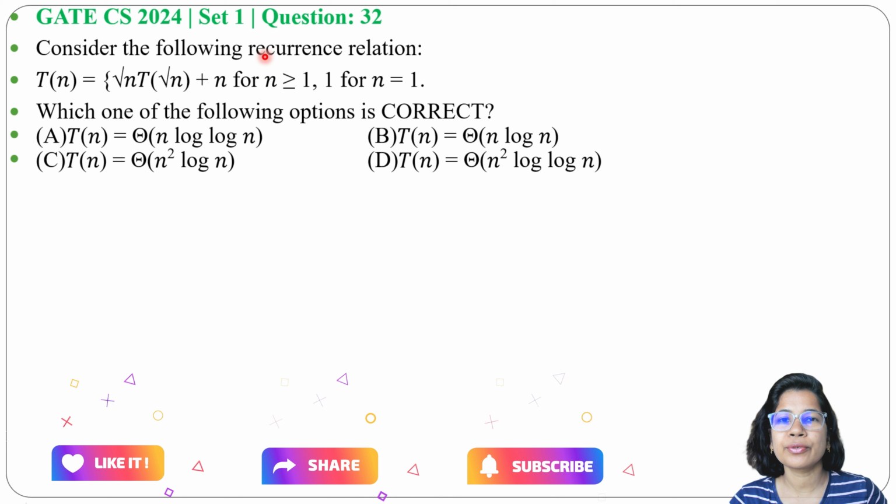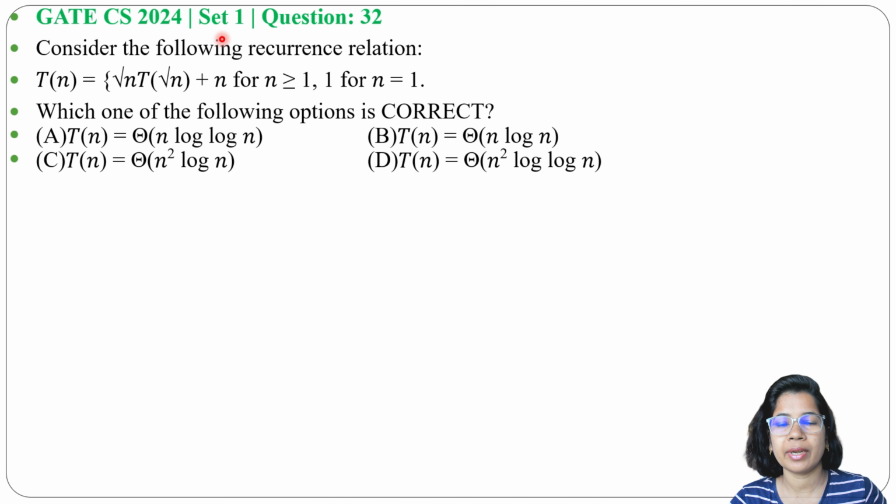Let's solve one previous question of recurrence relation. This question was asked in GATE CS 2024 set 1 question number 32. Consider the following recurrence relation. T of n equals root n times T of root n plus n for n greater than or equal to 1, else it is 1 for n equals to 1. Which one of the following options is correct? And 4 options are given.